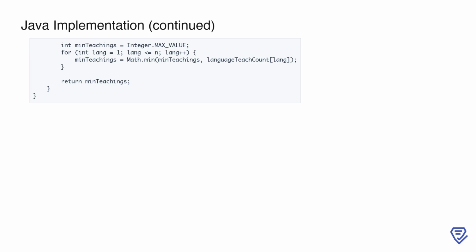We initialize a variable min teachings with the maximum possible value to keep track of the smallest teaching effort found. Then, we iterate through all the languages from 1 to n and update min teachings by comparing its current value with the teaching count for each language in language teach count. This ensures that we find the language that requires teaching the fewest number of people. Finally, we return min teachings as the result, which represents the minimum number of people we need to teach in order to make all friendships communicable.